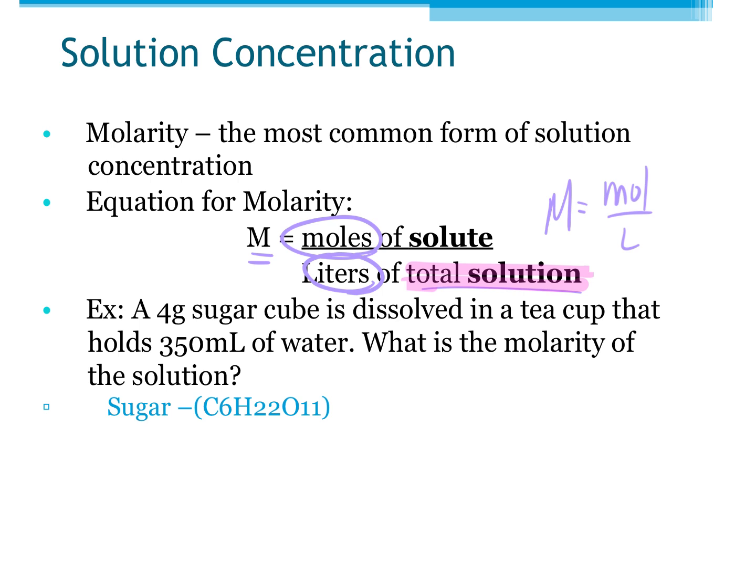Okay, so let's try this one. A sugar cube is dissolved in a teacup that holds 350 mL of water. What is the molarity of the solution? So it gives us the formula here for sugar, and our original value is given to us in grams. So what has to be done first? Right, we're going to convert from grams to moles. I'm not going to write that whole formula out, but we do need to find the molar mass of that sugar molecule.